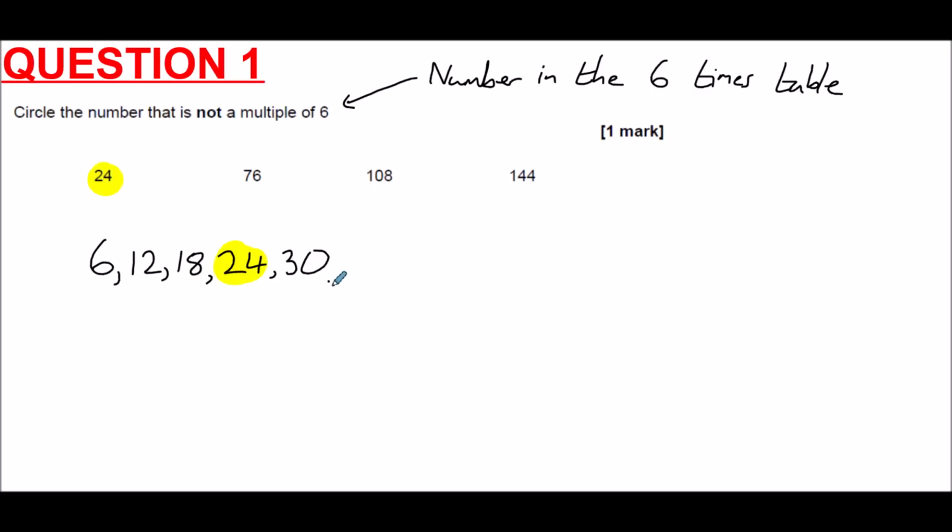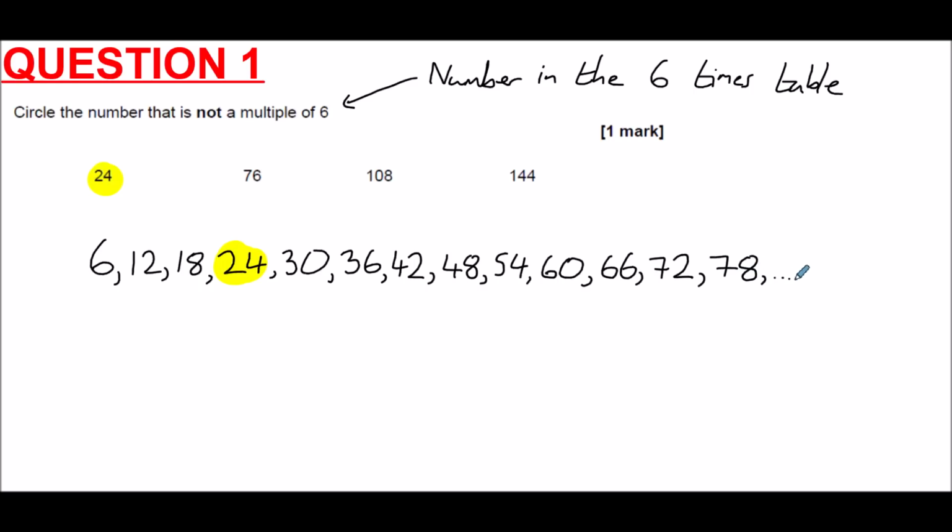So carry on from 30. Get 36, 42, 48, 54, 60. 60 is 6 times 10. Keep going, add another 6, get 66, 72, 78. So you can keep going on if you wanted, but if you notice, we've skipped over 76. 76 doesn't appear in the 6 times table, so for that reason, 76 is the one that isn't a multiple of 6. And so we can circle 76.